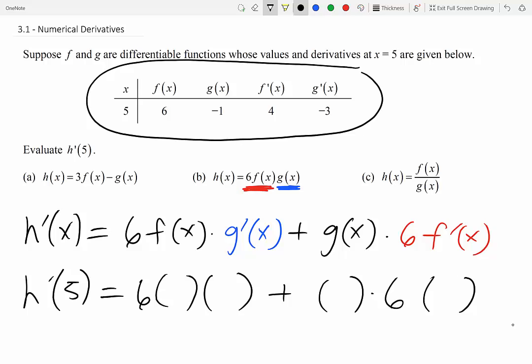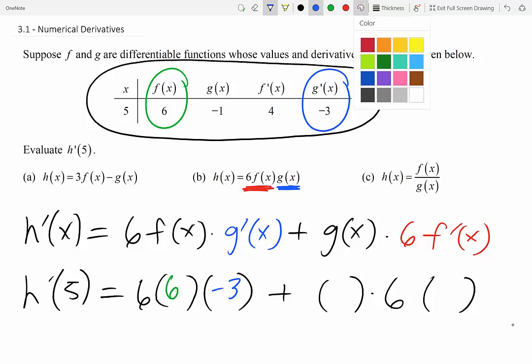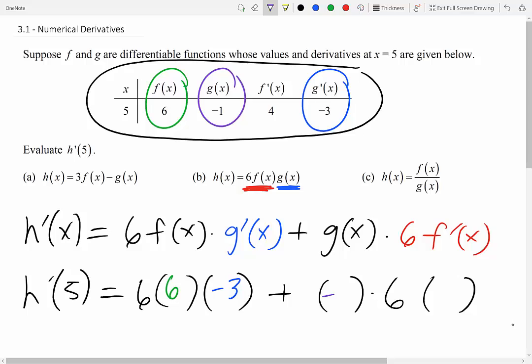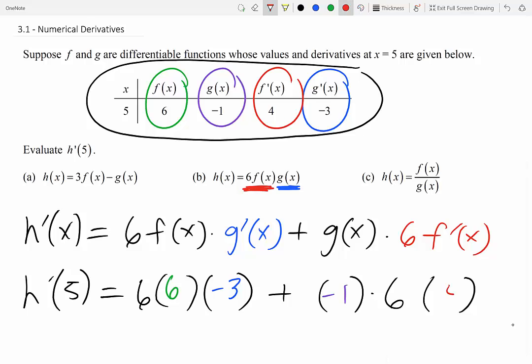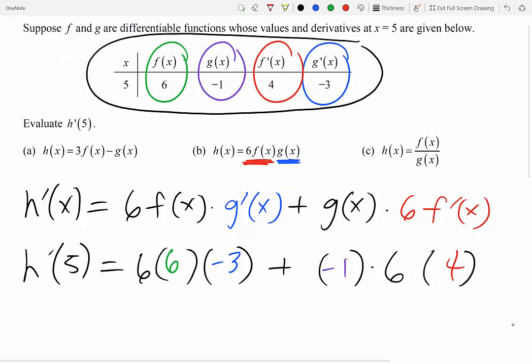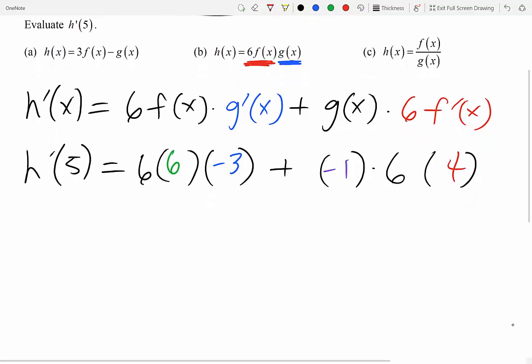So to start out, f of x is 6. g prime of x is negative 3. g of x is negative 1. And f prime of x is 4. One good way to make sure that you know you've done the product rule correctly in problems like this is to double check that you've used all 4 of the values at least once. That's generally what happens with these types of questions.